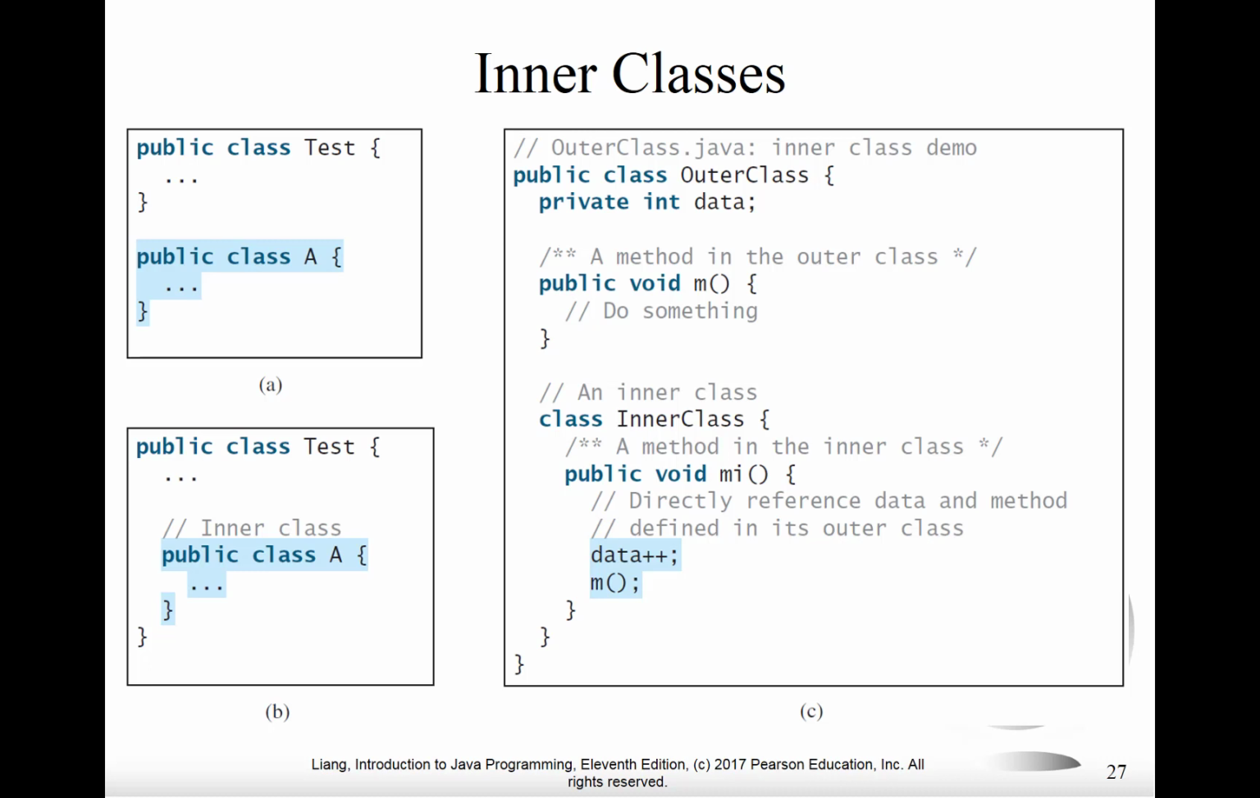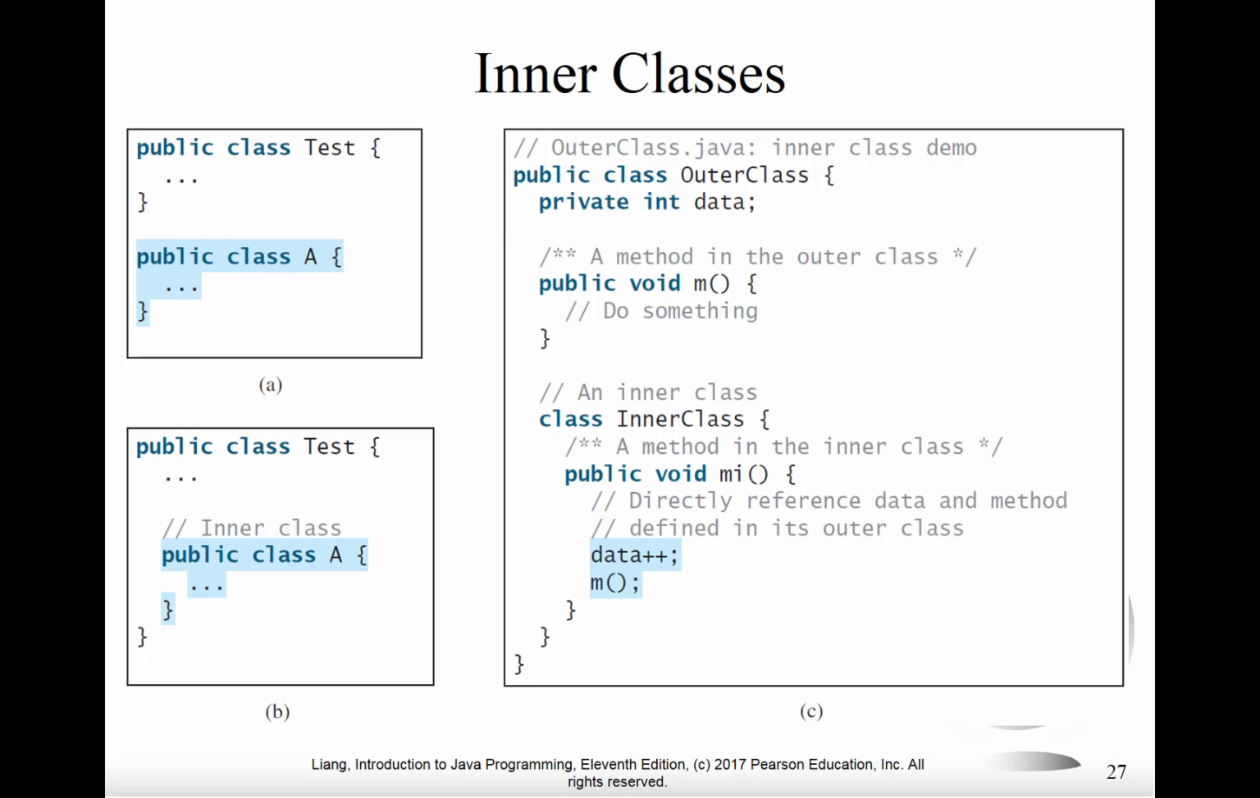If you go down to the bottom of this code where you see the section that's highlighted in blue, it's able to access data and increment it. We have the post increment operator on data, so we have data plus plus. We're able to do that. First of all, we don't have to say outer class dot data because we're within the same class, so we can directly use the name of the data member.